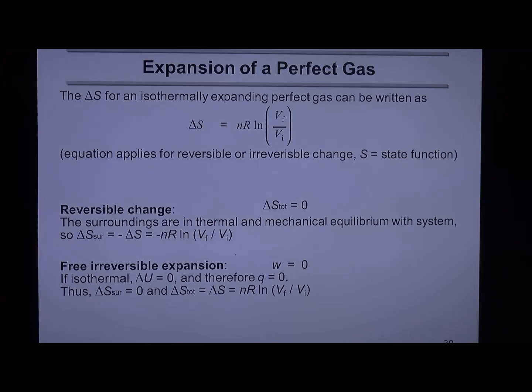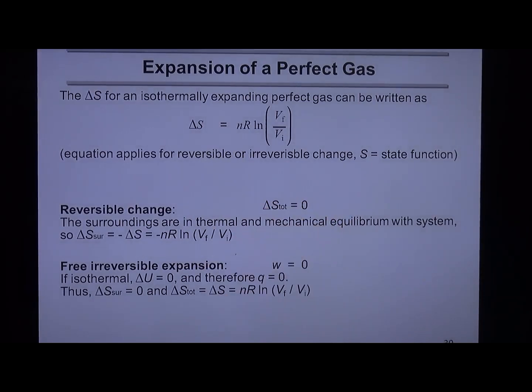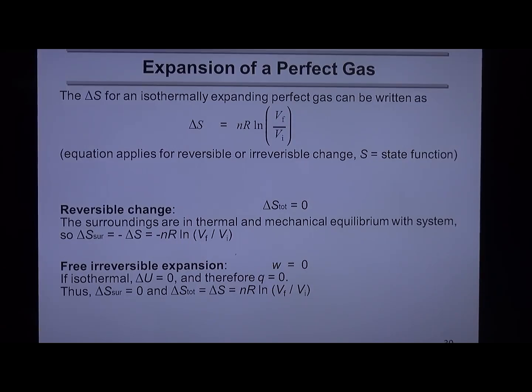Alright. But total entropy change would be different depending on the processes, right? This is entropy change for the system. You have to remember it. You have to differentiate between system, surroundings, and total change of entropy. So let's calculate the total entropy change for reversible and irreversible expansion.